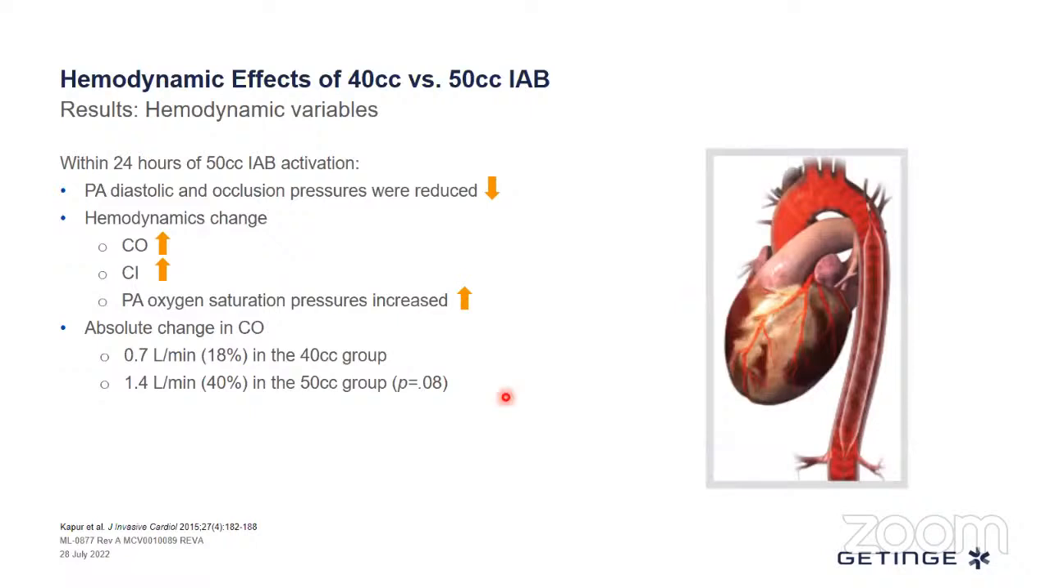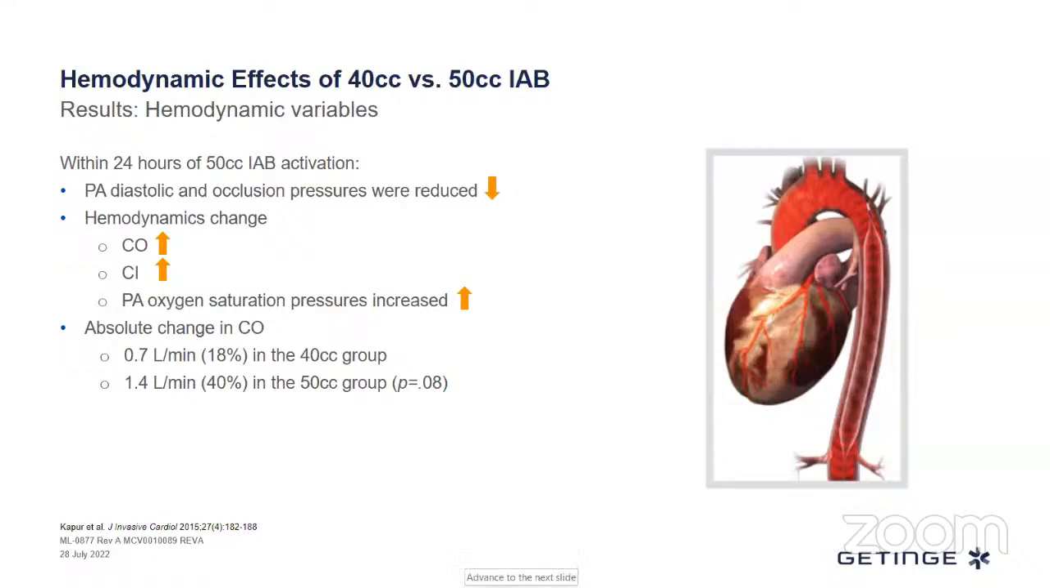And if I can just make a synopsis here, within 24 hours of the balloon activation, now remember, a balloon usually starts working within 15 minutes to 30 minutes. If it doesn't work by then, you need to escalate. You found there was a definite decrease in PA diastolic and occlusion pressures. The cardiac output and index was increased. The PA saturation increased. They had an absolute change in cardiac output with the 50 cc versus 40 cc, with 1.4 liters or 40% absolute difference in the cardiac output versus only 18% or 0.7 liters per minute for the other catheter itself.